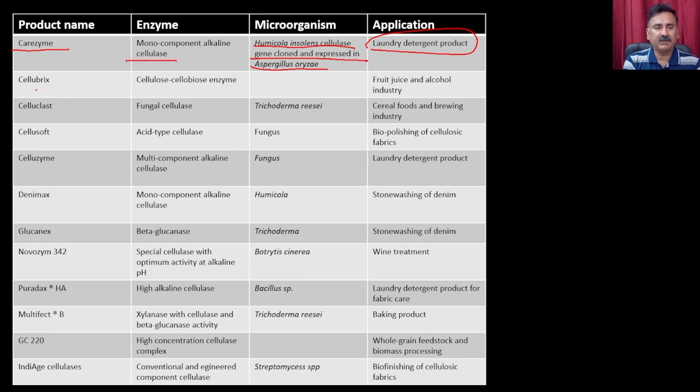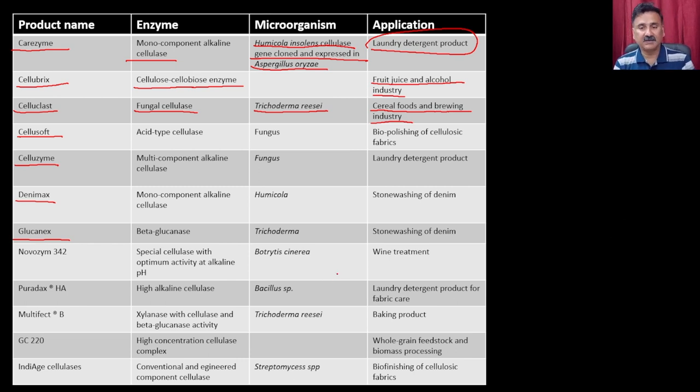Okay. Then you have Cellubrix. Cellubrix is a cellobiase enzyme, and it's used in the fruit juice and alcohol industry. Then we have Cellulact, which is a fungal cellulase produced by Trichoderma, and it is required for several food and brewing industries. Then you have Cellusoft, Celludyne, all these enzymes, and they all have significant roles in different types of industries.